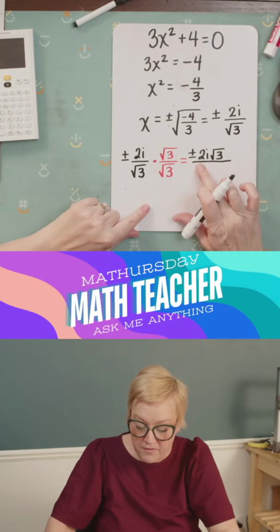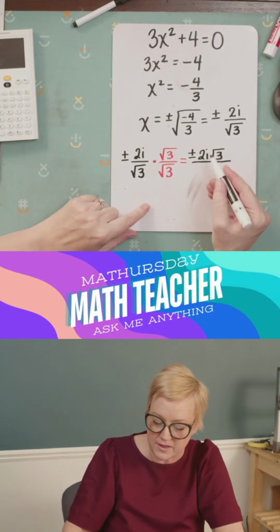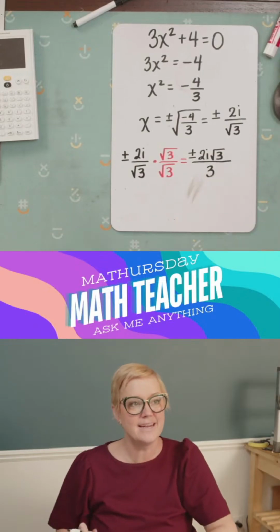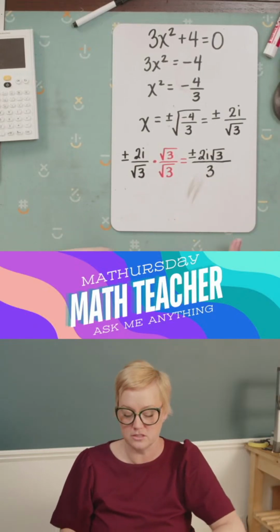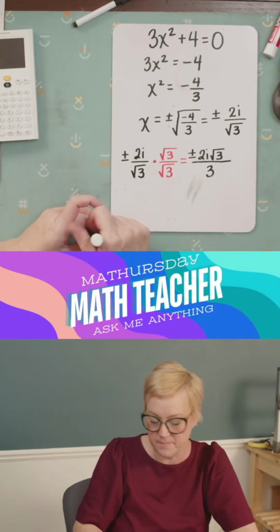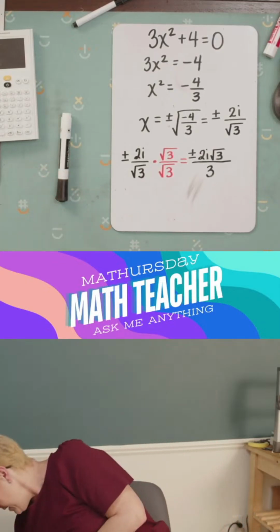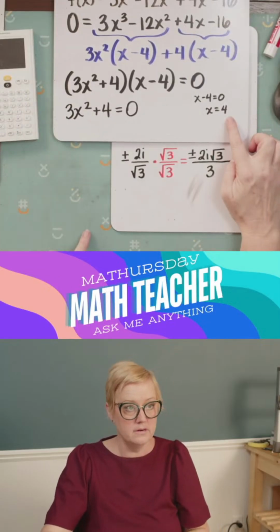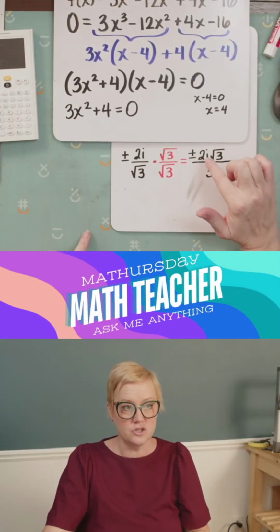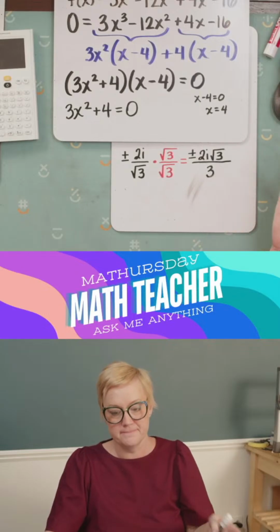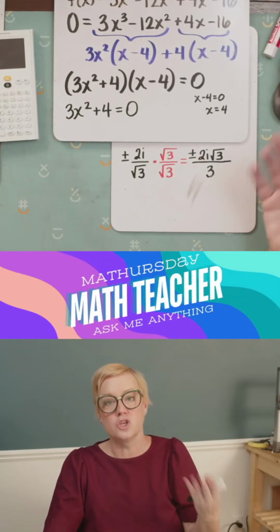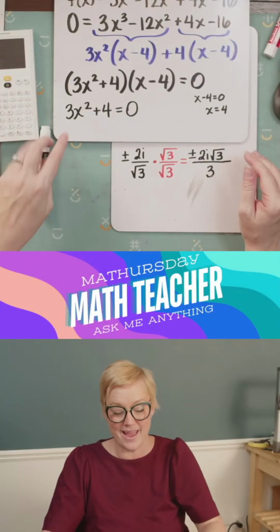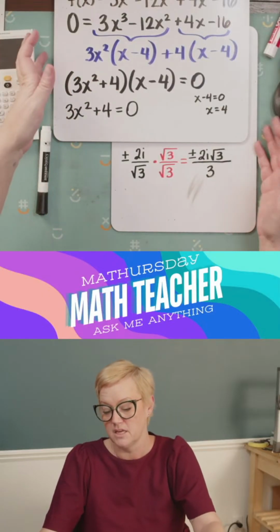I can't simplify that, but if I could, right, if this were like a 6 over 3, I could simplify that down. But that is going to be my other set of solutions. So my solutions for this whole problem were, if we go back here, right, we've got 4, and we have plus or minus 2i root 3 over 3. So there we go. There's a cubic polynomial. It's just going back to factoring by grouping, and then you're solving this quadratic.